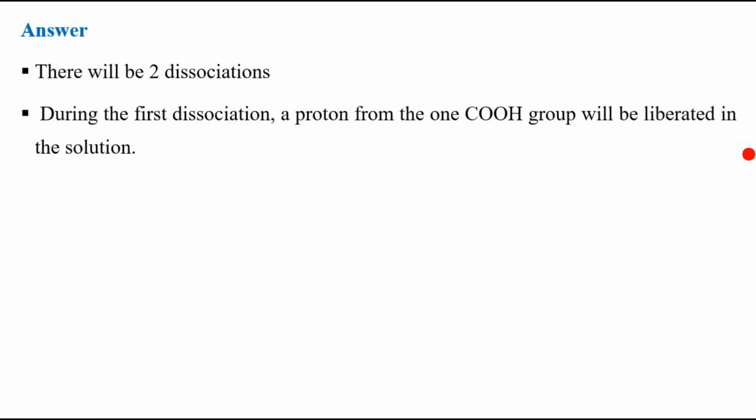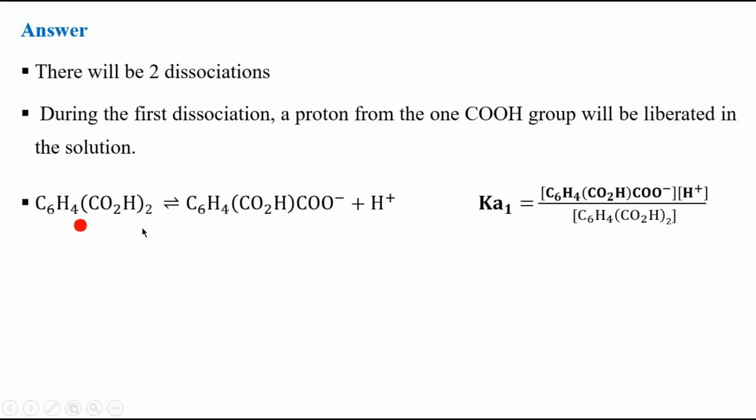To know which functional group dissociates first, we use the Ka value. The one with the higher Ka value is the one that will dissociate in the first round. During the first dissociation, a proton from the OH group will be released into the solution, and that is what will happen. We have this phthalic acid, which will give this one and this one.